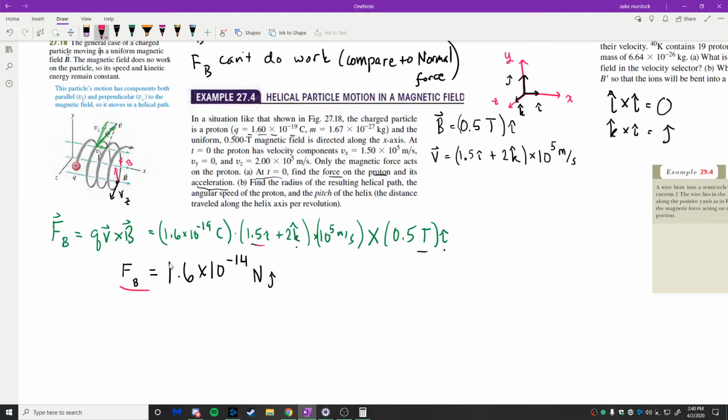All right, that's our force. How do we find the acceleration? That was the other thing: the force on the proton and its acceleration. How do I find the acceleration?